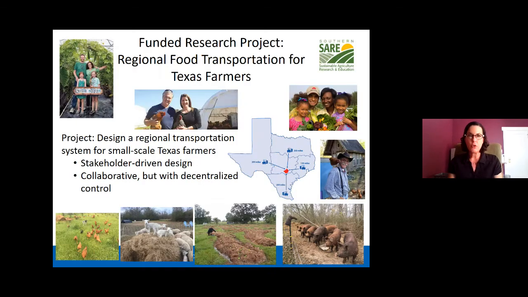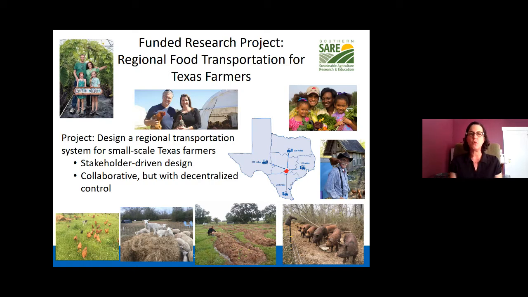And so this particular project that I'm working on with a team of students and also with some collaborators out from Central Texas, the title of the project is Regional Food Transportation for Texas Farmers. It's funded by a sustainable agriculture branch of the USDA. What we're seeking to do is to design a regional transportation system that supports small-scale Texas farmers, and to help them get their food to market in a more efficient way.